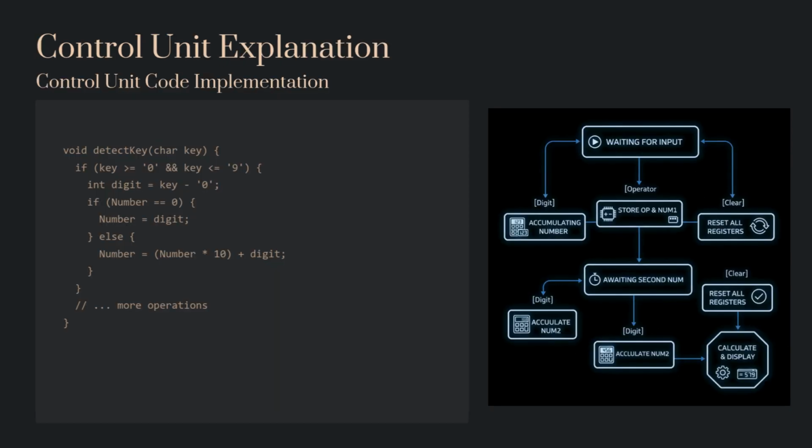The control unit. In my Arduino code, the redirect key function acts like an instruction decoder, interpreting commands from the web interface. When the web interface sends a character like digit 5 or A for addition, the control unit decodes the instruction and decides what action to be taken.